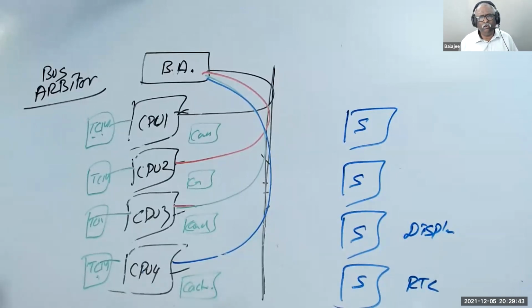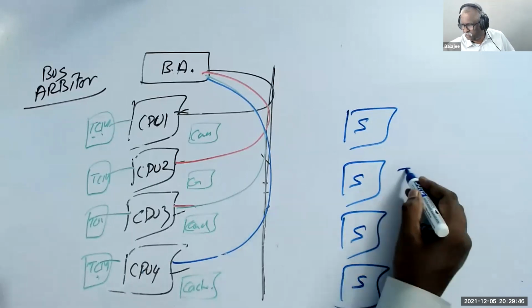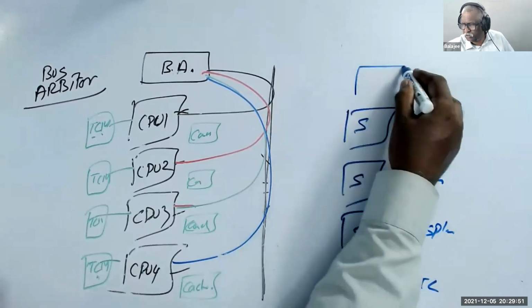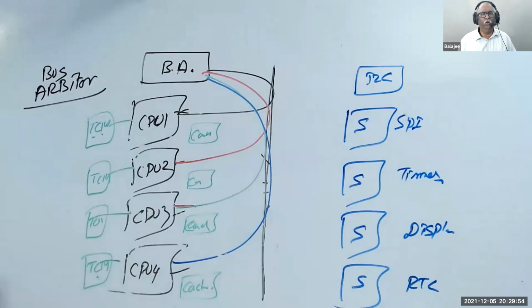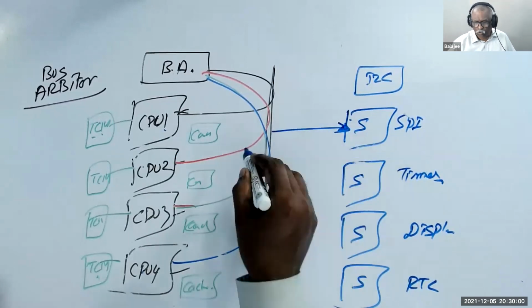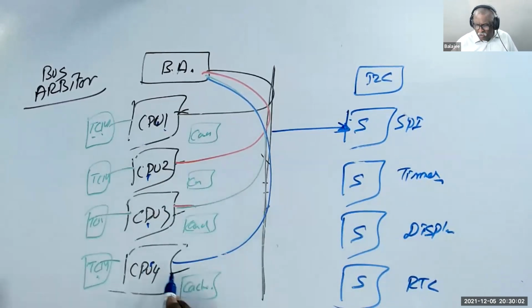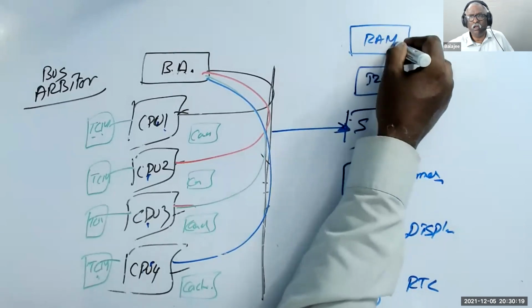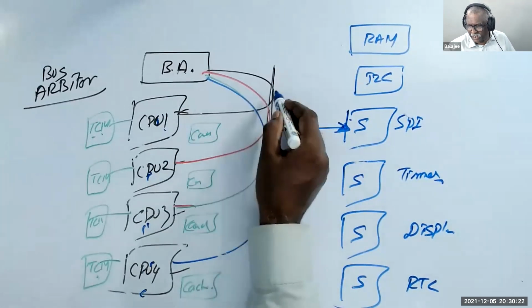Now, timer. So many things. SPI controller, I2C controller. You will access from here. This becomes slave. Now you have 4 masters. Now any master can request the bus. And suppose I have a memory here, RAM. I want all the 4 people to commonly access the RAM.